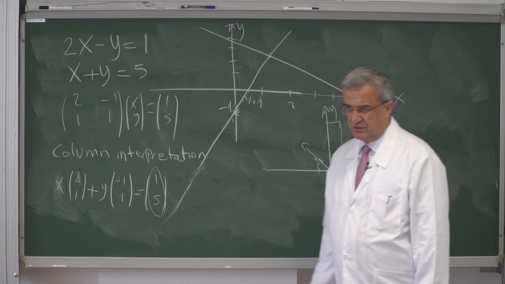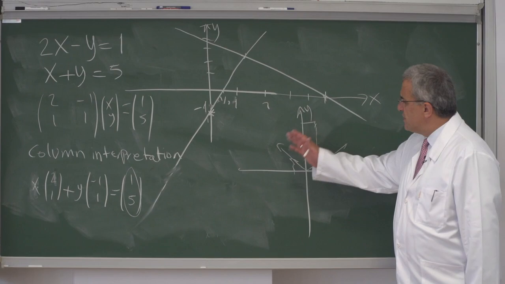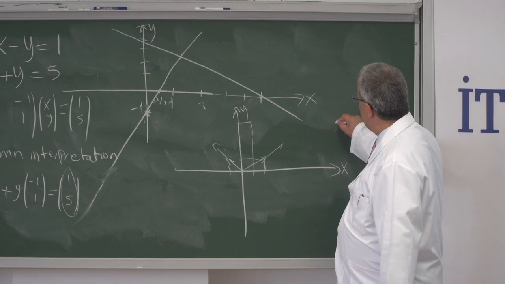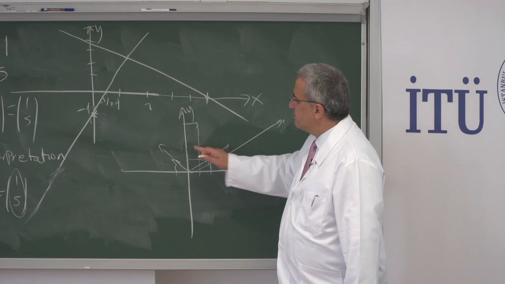So which vector, if I were to give you, for example, a vector here, do you think by taking just multiples of these two vectors and adding them up, you could obtain this?